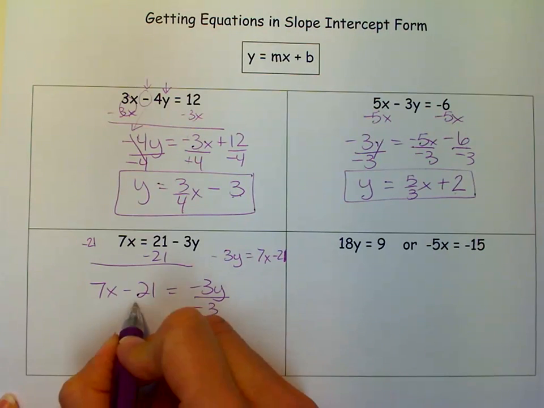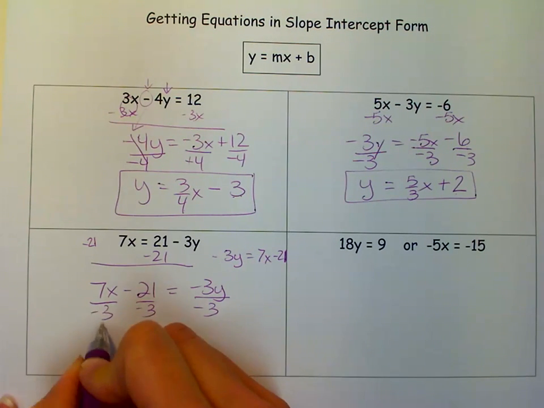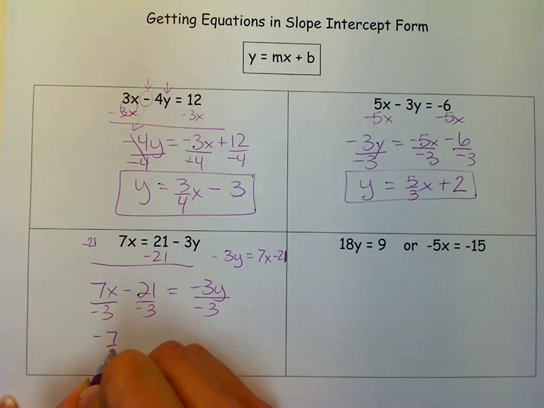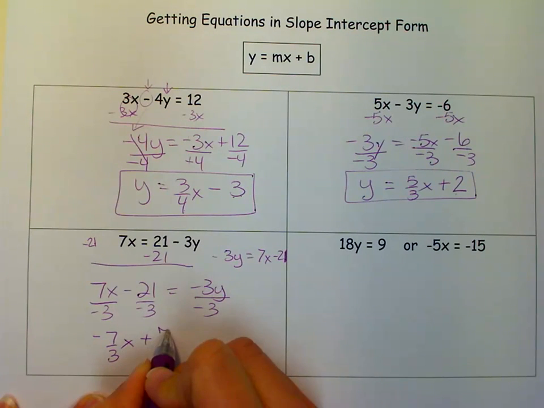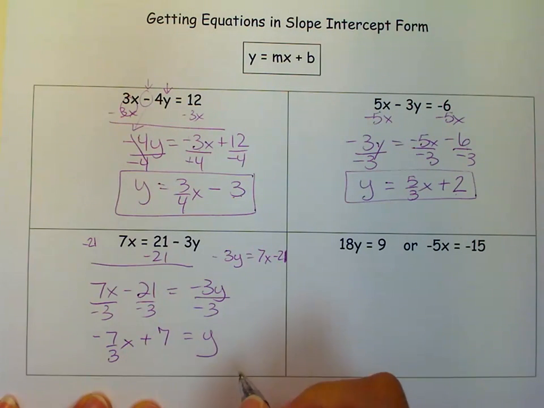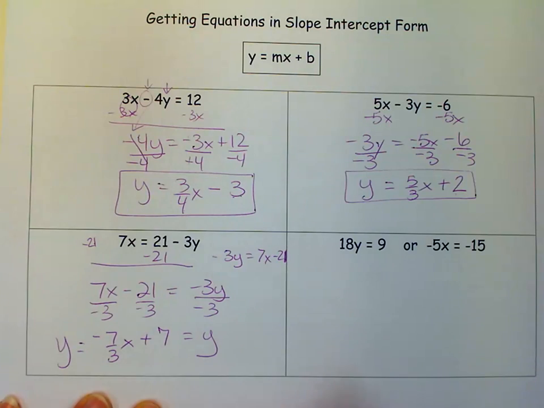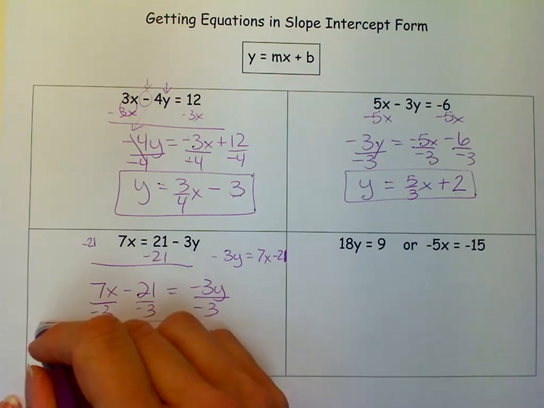I'm going to have to divide by -3. So I get -7/3 x plus 7 equals y. And if you wanted to write the y on this side, that's fine too. So our slope is -7/3, our y-intercept is 7.